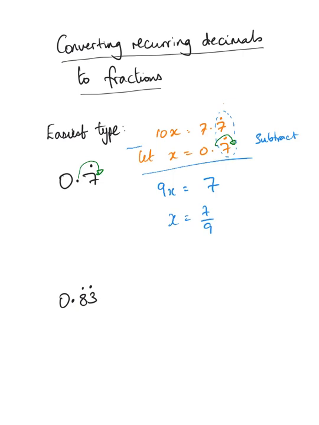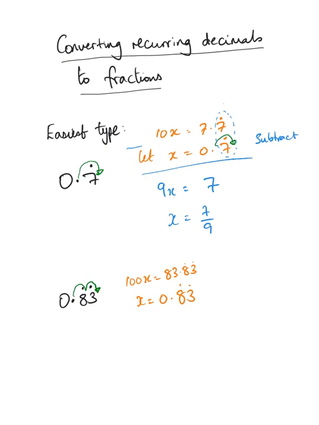So here I'm going to do the same sort of thing again. I'm going to let x equal 0.83 recurring, but this time, to get the recurrence starting after the decimal point, I need it to move twice. If I only times by 10, I'd have 8.3838, and it wouldn't match up with the 8383. So here, I'm going to have 100x is 83.83 recurring.